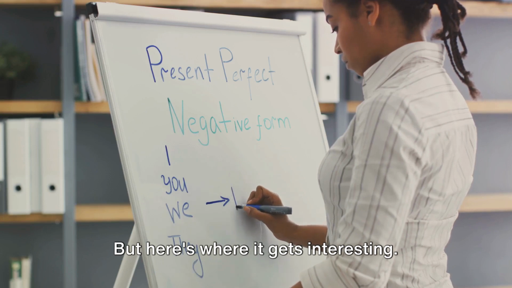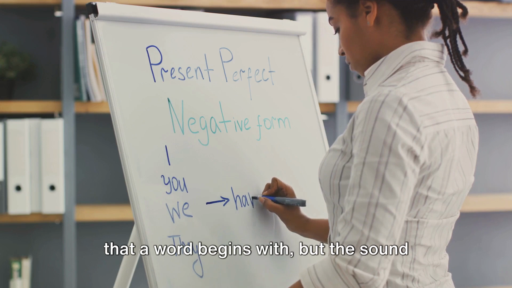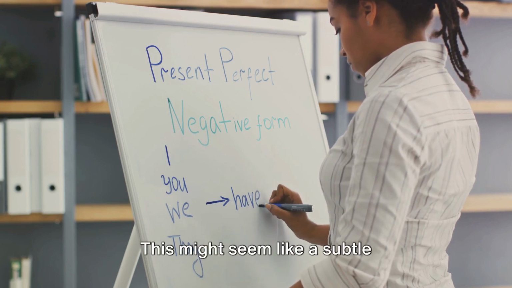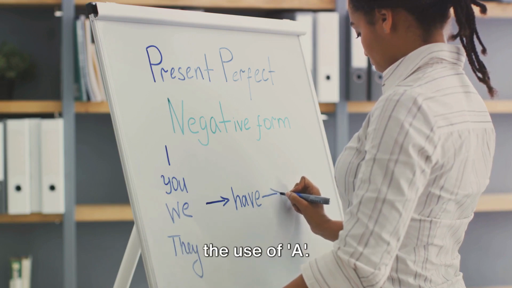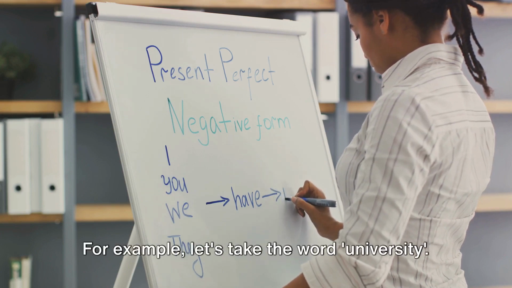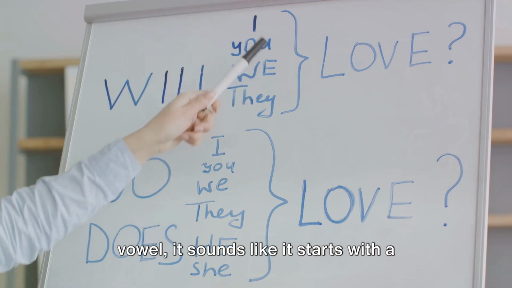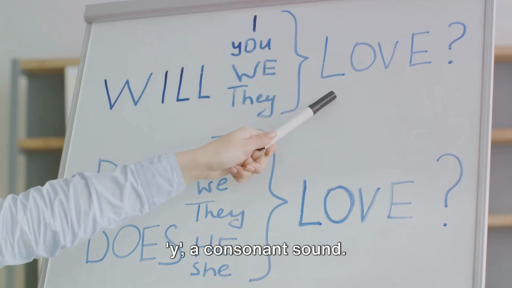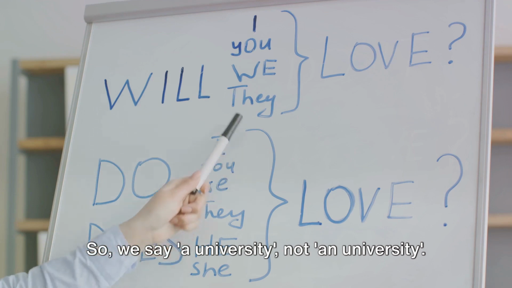But here's where it gets interesting. The rule of A isn't about the letter that a word begins with, but the sound that starts the word. This might seem like a subtle distinction, but it's crucial in mastering the use of A. For example, let's take the word university. Even though university begins with a vowel, it sounds like it starts with a Y, a consonant sound. So we say a university, not an university.